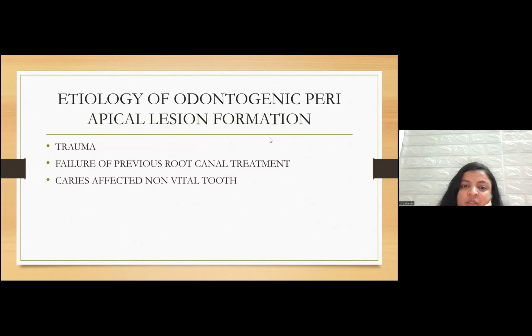So, the etiology of odontogenic periapical lesion formation: it could be due to trauma, failure of previous root canal treatment, or a caries-affected non-vital tooth. When a patient comes with trauma and we take an IOPA, if you find any lesion, you need to see a few more things. How is the canal? Is the canal calcified or not?